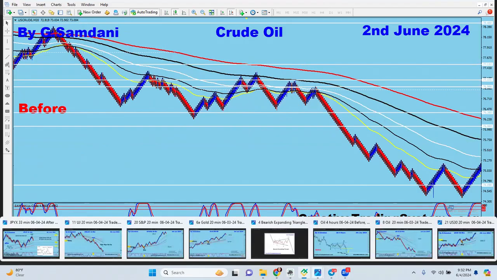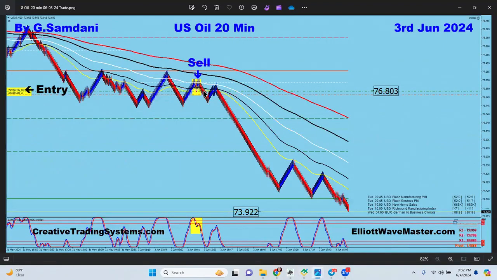You can see the trade here. That was the entry here, and this entry was taken, by the way, by my CTS5 EA robot, an automatic trading robot. So it opened the trade automatically.